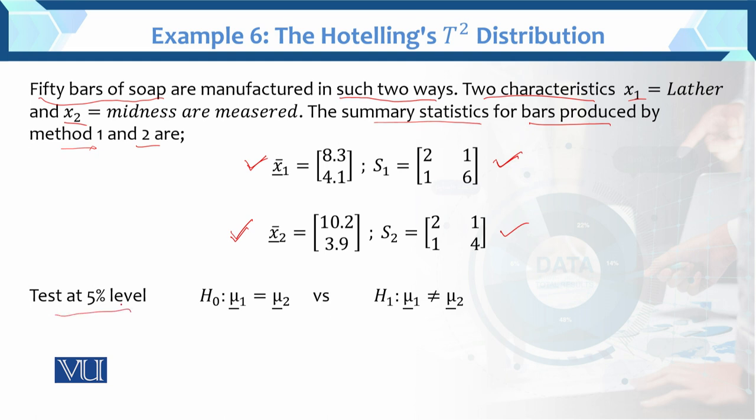Now test the hypothesis. It is a two sample case. For the two samples we basically measured the characteristics, x1 and x2. These are the characteristics of the soap. The summary statistics, the mean and the variances, are given to us, and then we have to test the hypothesis at 5%, two tailed. So we have a total of 50 bars of soap, and we are measuring their two different characteristics.